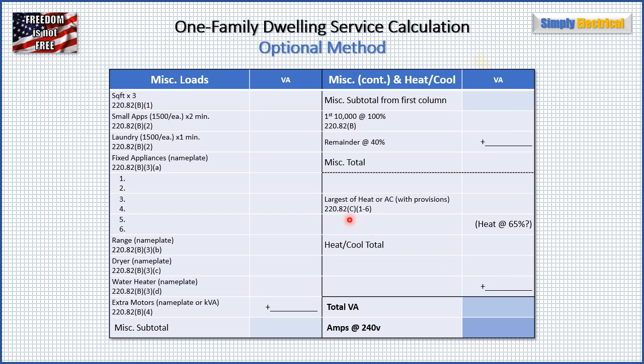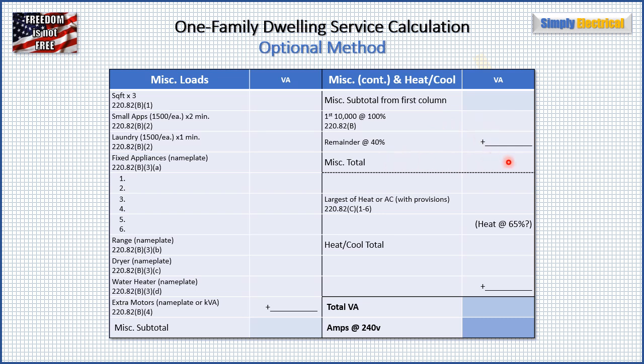So we're going to start over here in this left column. It says miscellaneous loads. We're going to take our square footage of our occupancy, which in this case is a single family dwelling, to get our VA load. And we're going to take our small appliances and our laundry and then all of our fixed appliances. We're going to take range, dryer, water heater, extra motors, everything at nameplate here. We're going to come up with a subtotal. We're going to transfer that figure up here. We're going to take our demand factor and get a miscellaneous total.